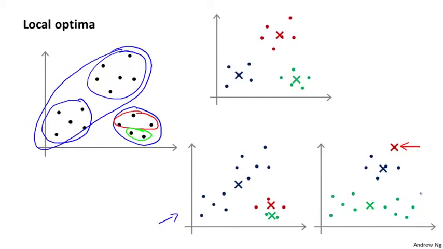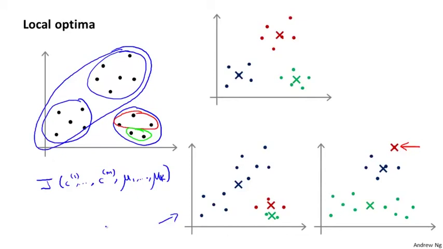And the term local optima, by the way, refers to local optima of this distortion function j. And what these solutions on the lower left, what these local optima correspond to is really solutions where k-means has gotten stuck at the local optima and is not doing a very good job minimizing this distortion function j.